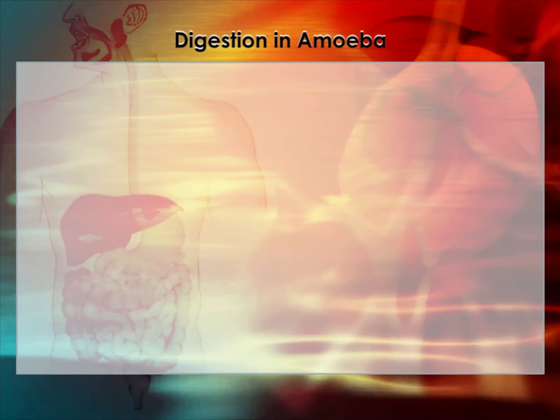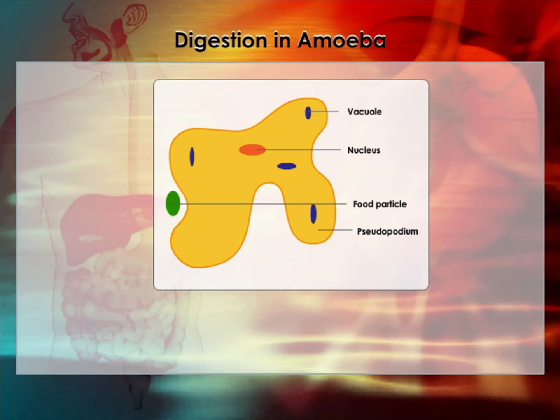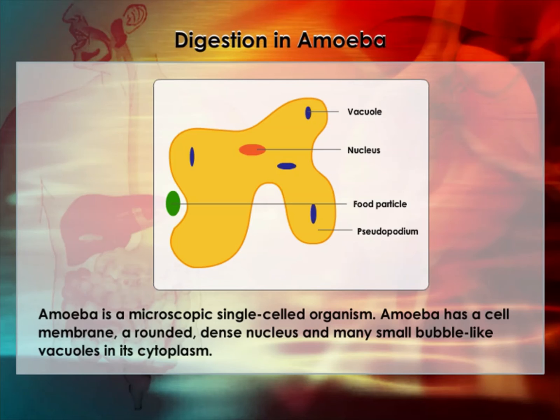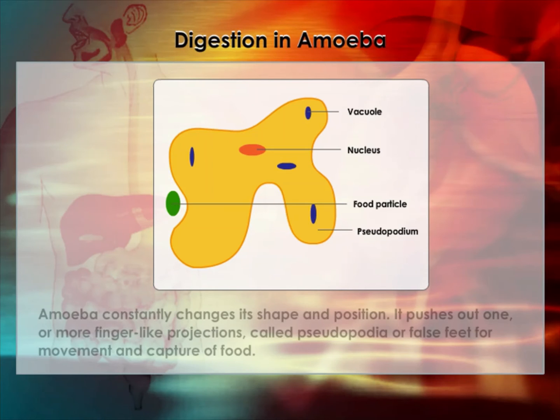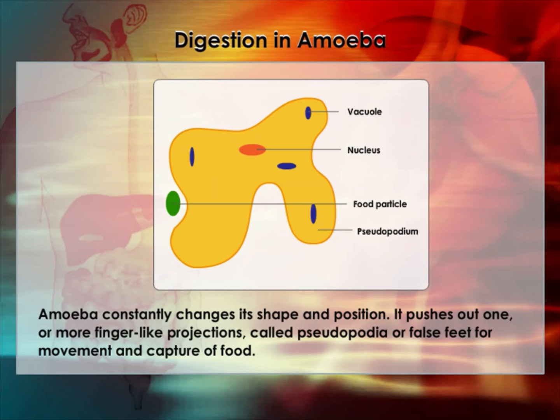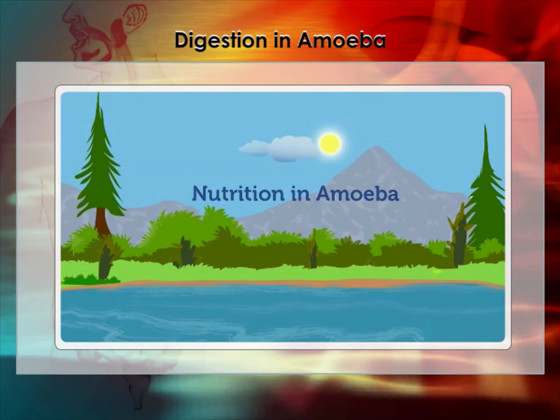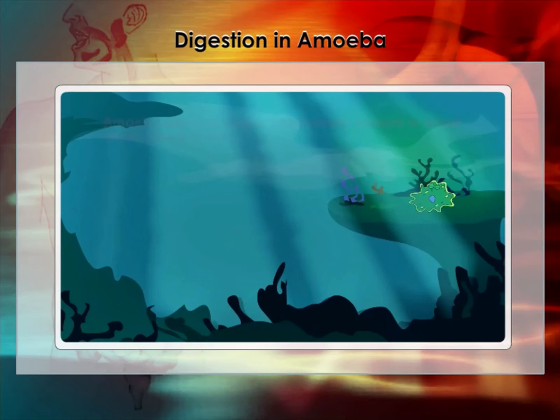Digestion in amoeba. Amoeba is a microscopic, single-celled organism. Amoeba has a cell membrane, a rounded, dense nucleus, and many small bubble-like vacuoles in its cytoplasm. Amoeba constantly changes its shape and position. It pushes out one or more finger-like projections called pseudopodia or false feet for movement and capture of food. Now let us see the video to understand the digestion process in amoeba.